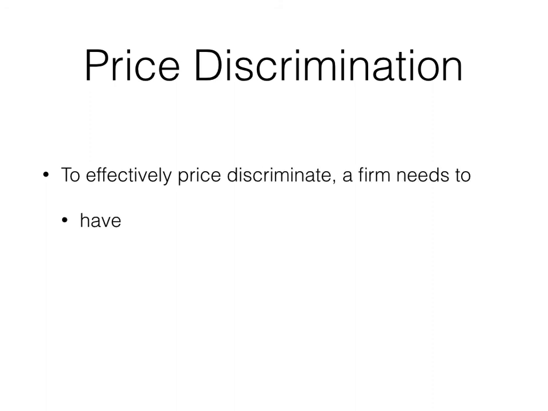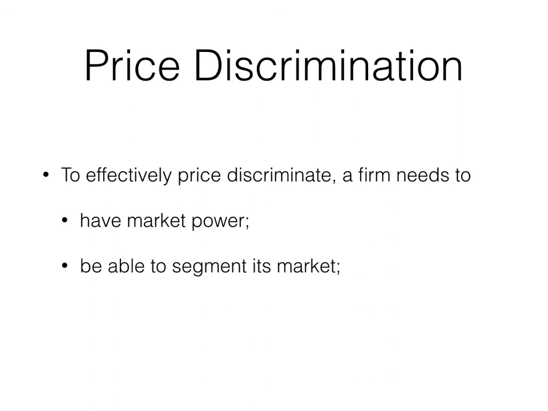Now, in order to price discriminate, the firm has to have market power. In a competitive market, it won't happen because price will get driven down to marginal cost. So it has to have some price setting capabilities, which means it has to have market power. It also has to segment its market into high-valued versus low-valued users. And then lastly, it must prevent arbitrage, which means preventing people from buying the product at the low price and turning around and selling it at the high price, which undercuts the firm.